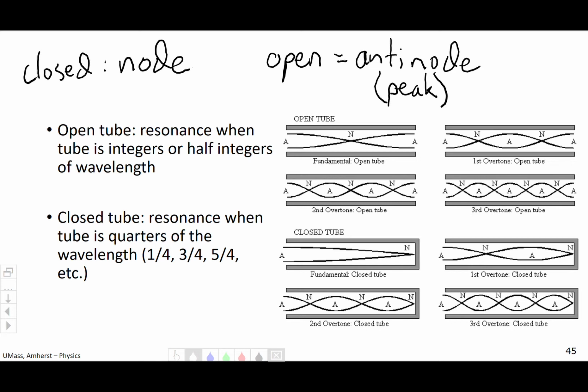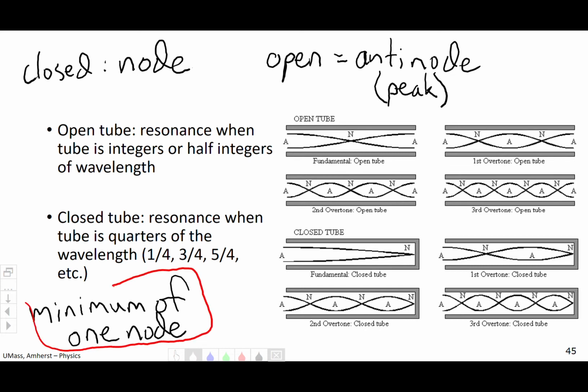And that just helps you to figure it out. So we must have a minimum of one node. We have to have a minimum of one node for it to even be a wave. But from that one node upward, we can figure out the multiple standing waves that are possible. So in our open tube here, the simplest one has one node right in the middle, and two antinodes at the ends.